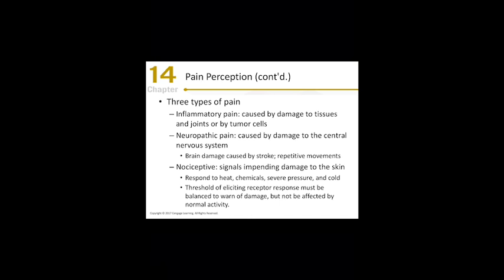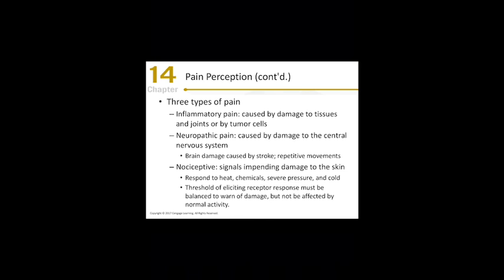For example, carpal tunnel syndrome is caused by repetitive wrist movements, where you are working at a desk and your wrist position is the same, and so doing that for years and years on end can cause carpal tunnel syndrome, which is specific damage to the central nervous system. We can also see spinal cord injury in some cases fall into this category as well. What we're going to focus on here is nociceptive pain, which is where we see signals that are impending damage to the skin, as in, this is going to hurt.